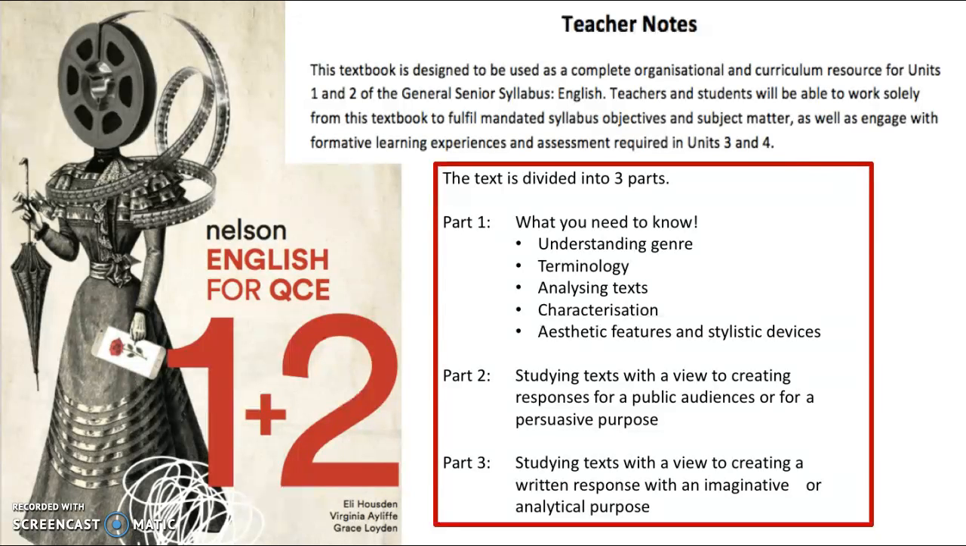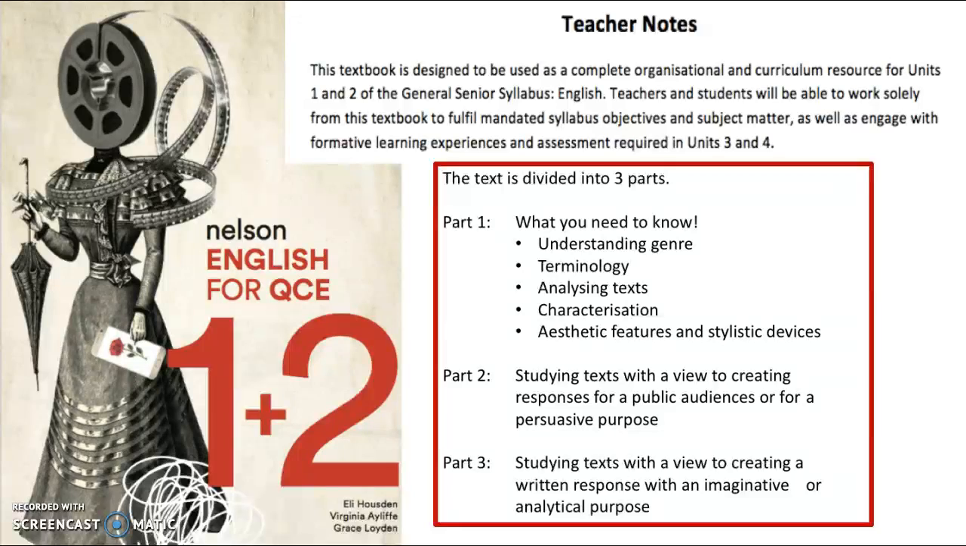Chapter 3 then looks at analysing texts and provides a guideline for the analysis of texts, what to study and how to respond. Chapter 4 is a closer examination of characterisation, and we identify the ways that characters are created in texts and how to analyse this textual element. Chapter 5 is a chapter that looks at the aesthetic features and stylistic devices. It discusses writing style and techniques that students will need to analyse and use in their own writing.